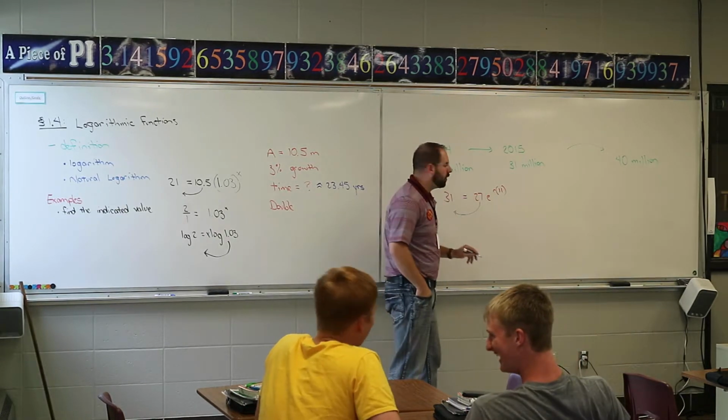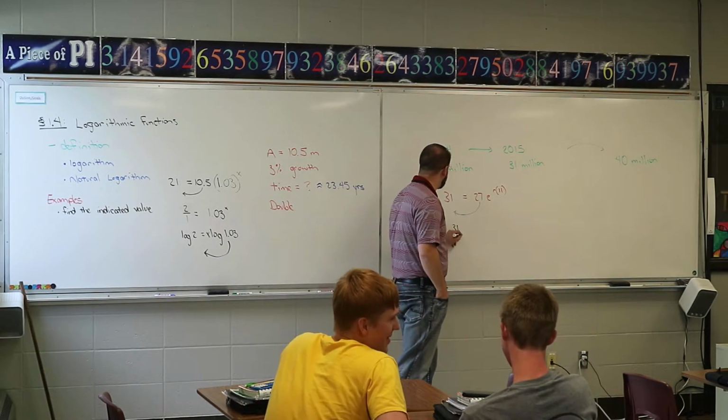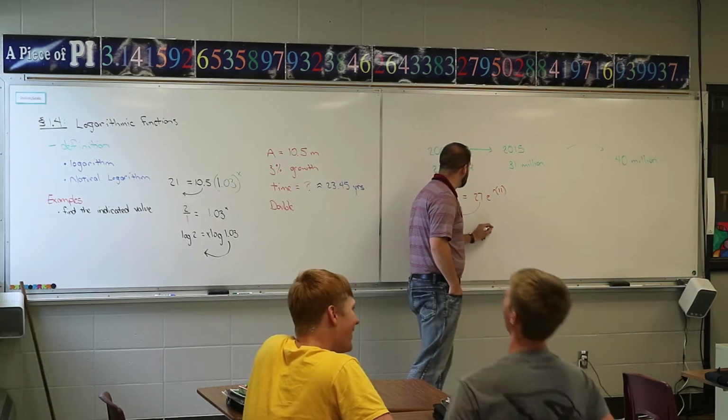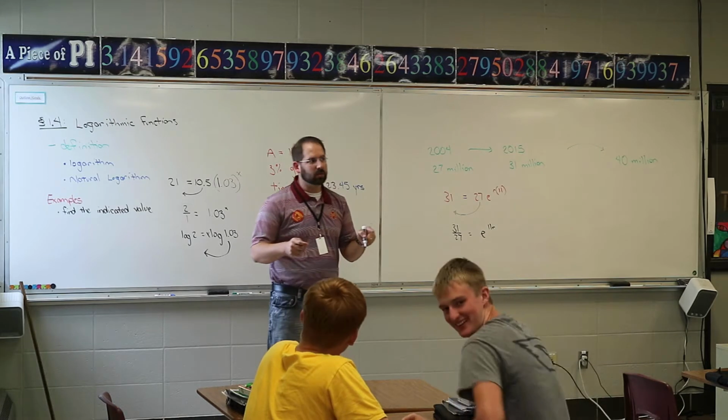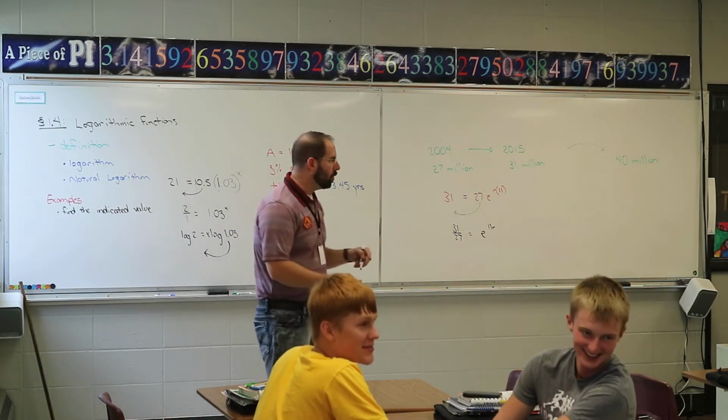Dividing the 27 over, so we're taking 31 divided by 27, whatever that is, equals e to the 11r. Now, if we take the natural log of both sides, why I'm doing natural log is because I can drop the power and the e will go away.